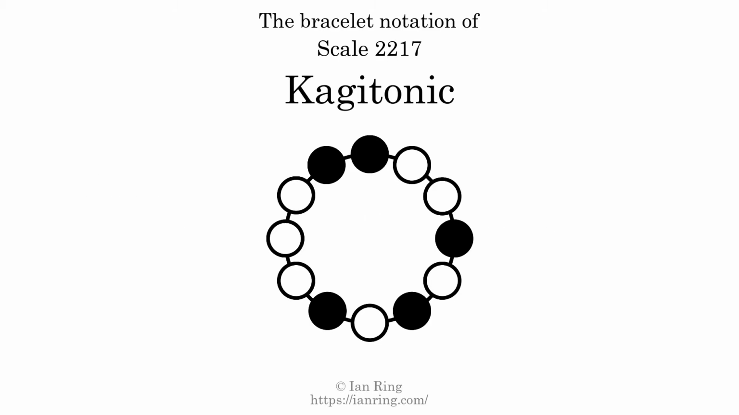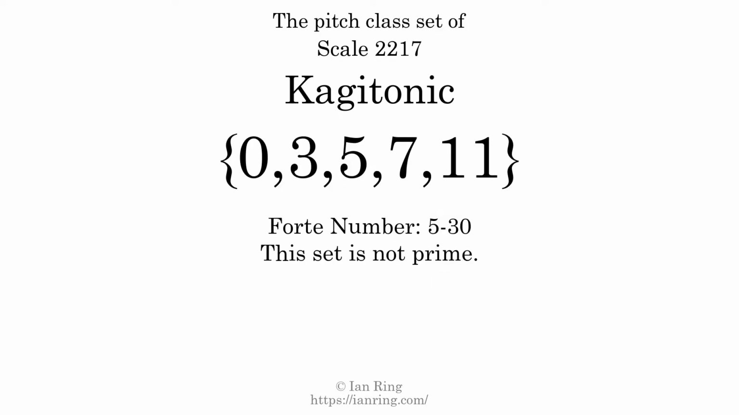This is a bracelet notation diagram of scale 2217. The shaded circles represent tones that appear in the scale, and they are read clockwise, starting at the top. The pitch class set for this scale is 0, 3, 5, 7, 11. The forte class is 5-30. This set is not prime.